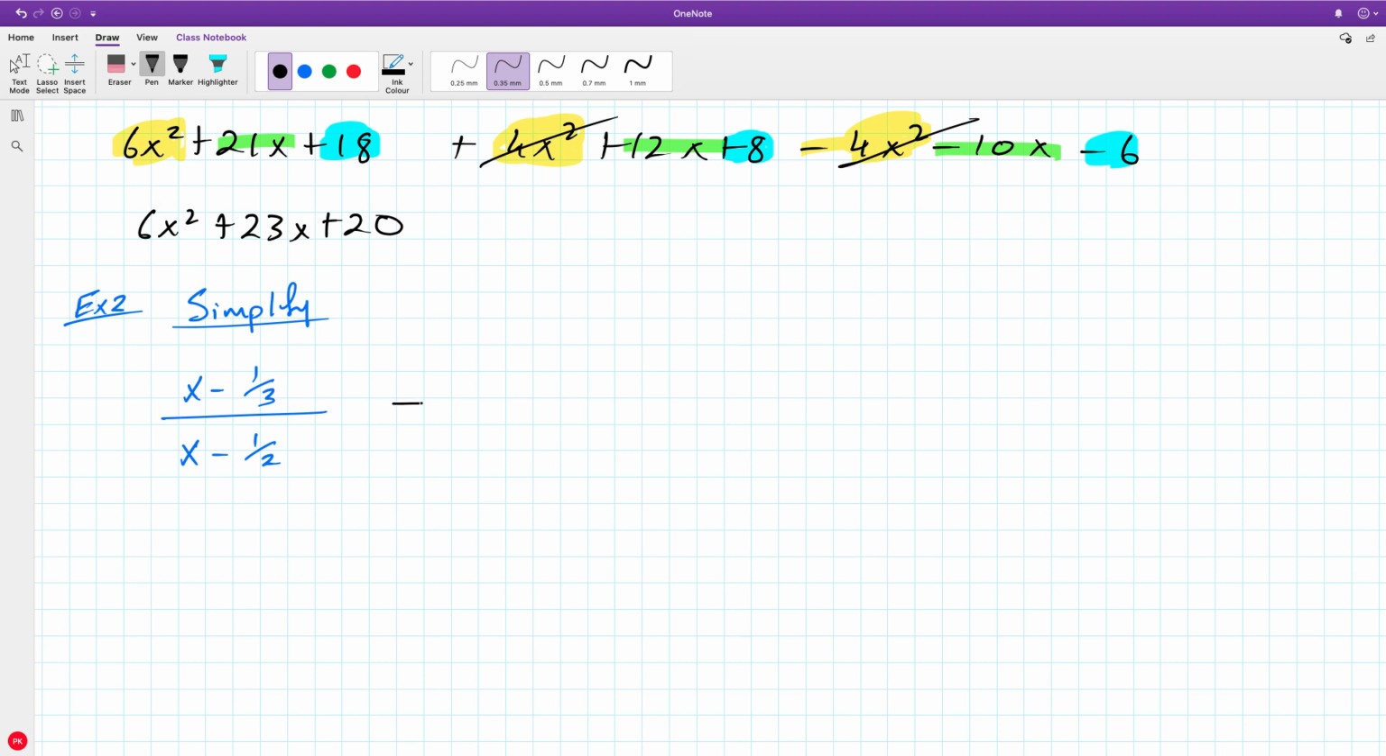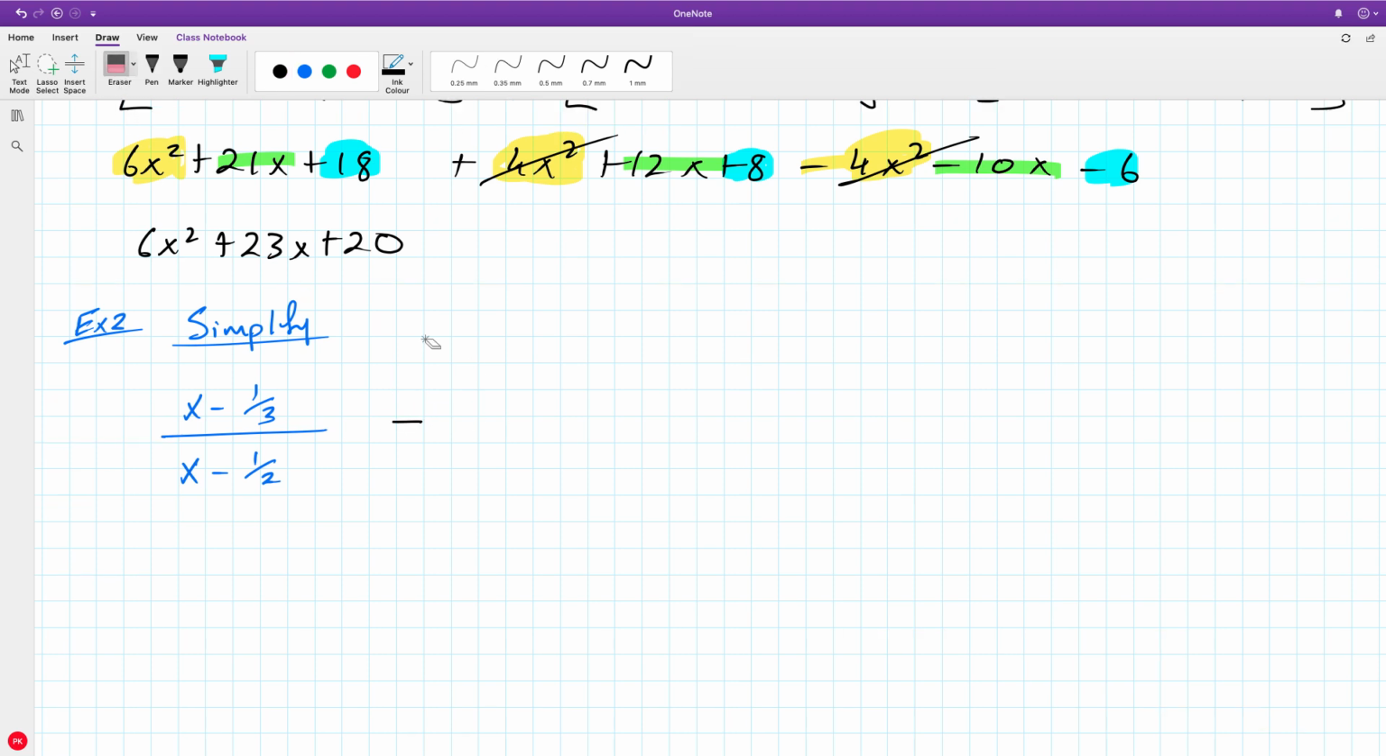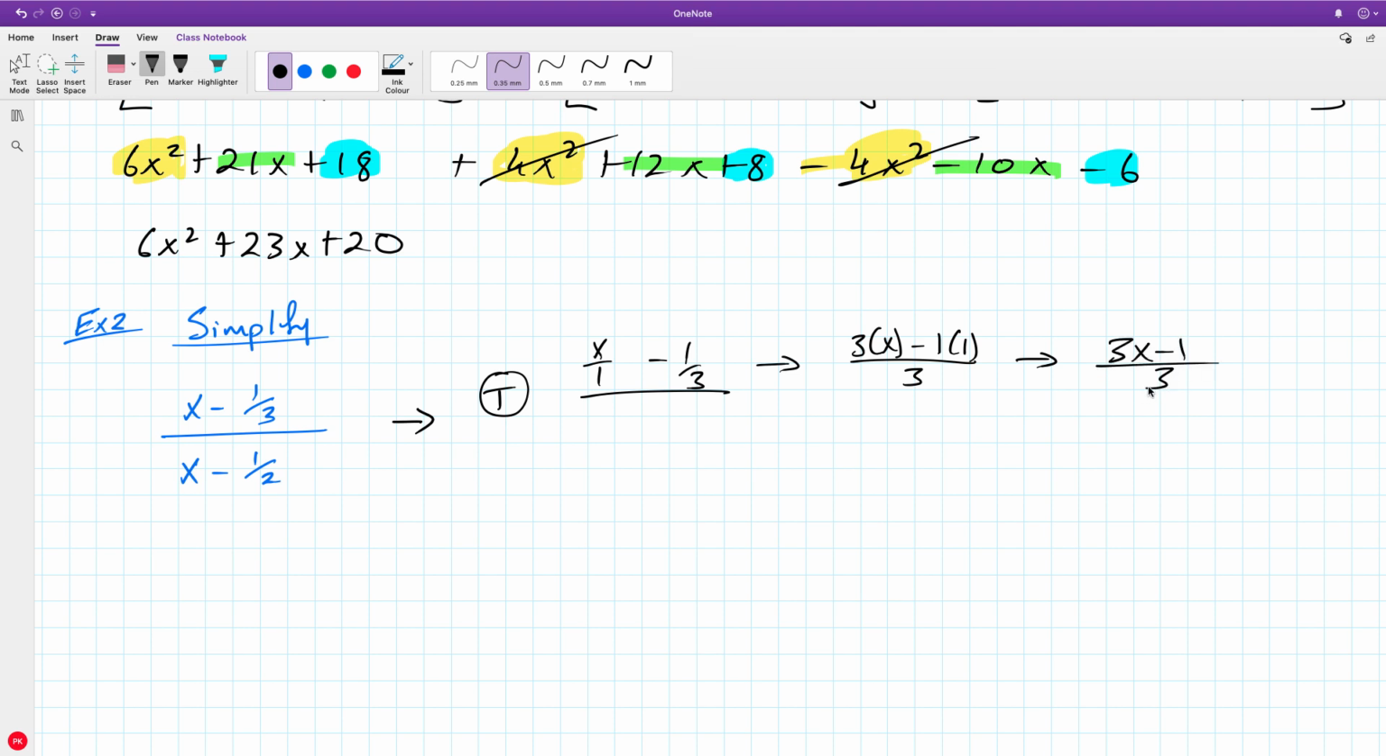Right. Faye, I'm going to let you do the top. So what happens on the top? x over 1 minus 1 over 3. Perfect. Which becomes? So 1 into 3 goes 3 times x. Minus 3 into 3 goes minus 1 times 1. Like that? That breaks down into 3x minus 1 over 3.